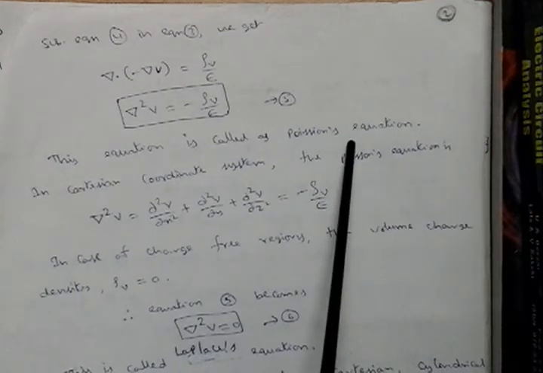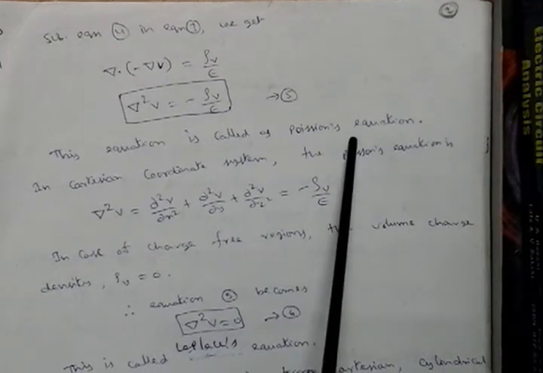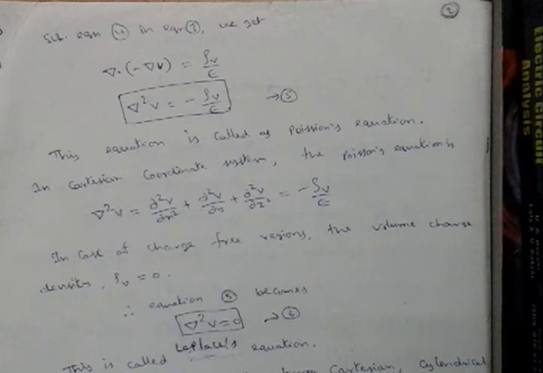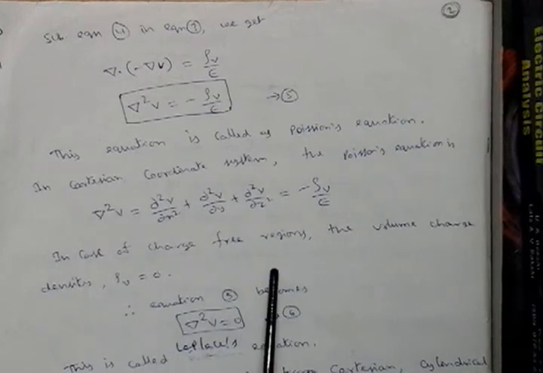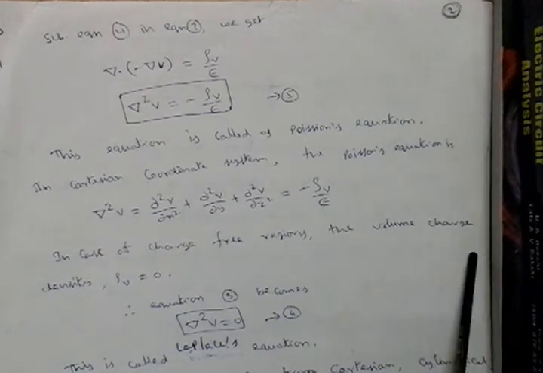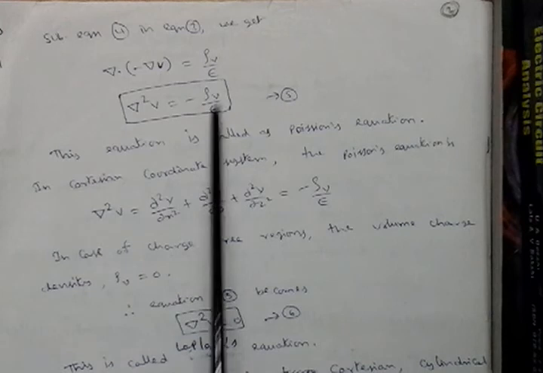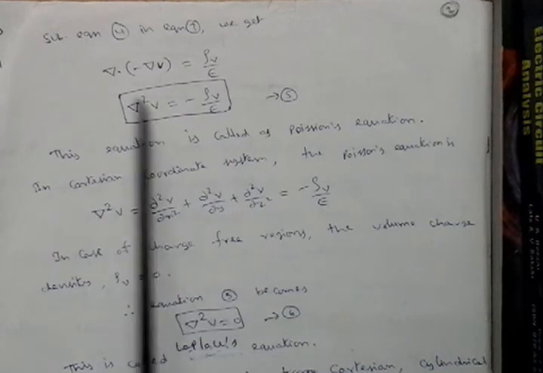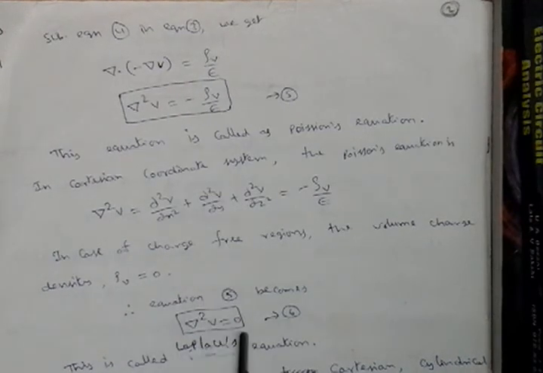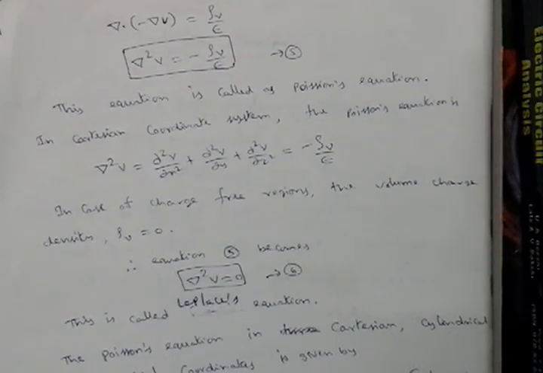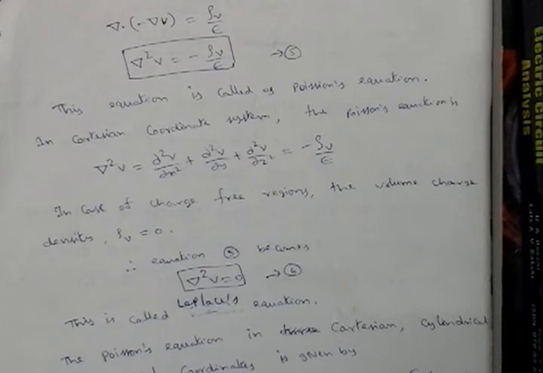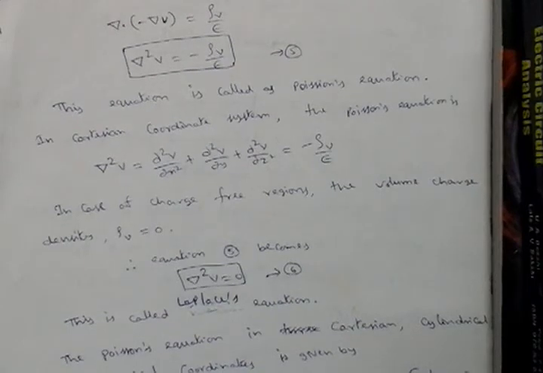That means when charge is present within the considered region, then we can apply the Poisson's equation. Now for a certain region, there won't be any charge at all. That is called a free of charge region. For the free of charge region, volume charge density rho v is equal to what? 0. If you substitute rho v is equal to 0 here, then del square V is equal to what? 0. Del square V is equal to 0. Then this is called a Laplace equation. That means for charge free region, we can apply the Laplace equation for solving the electric boundary conditions problem.